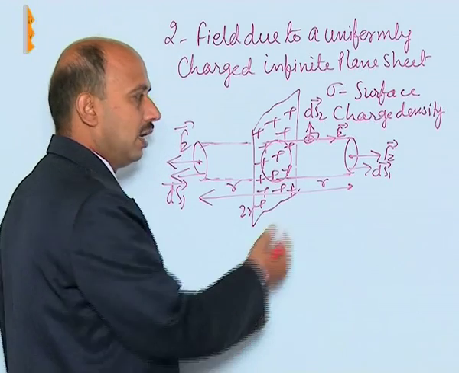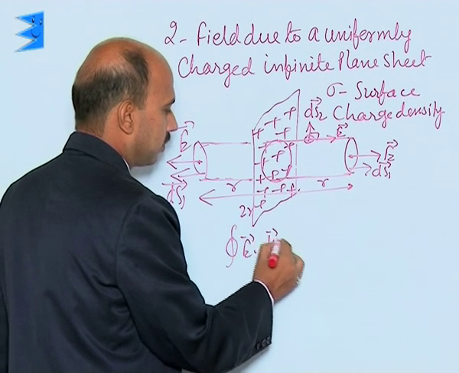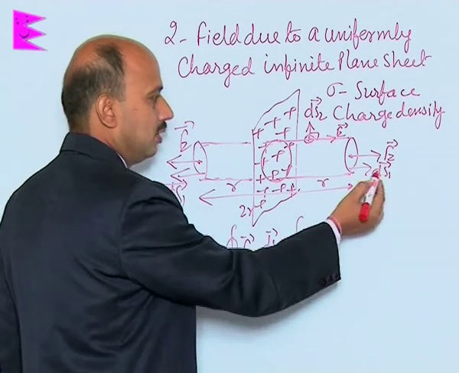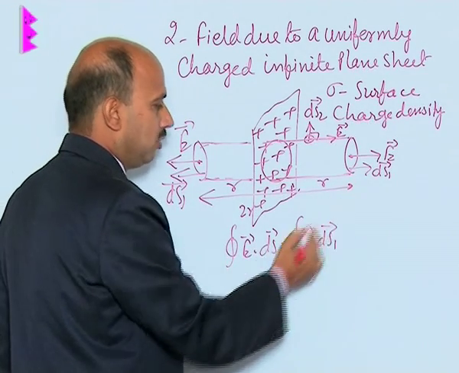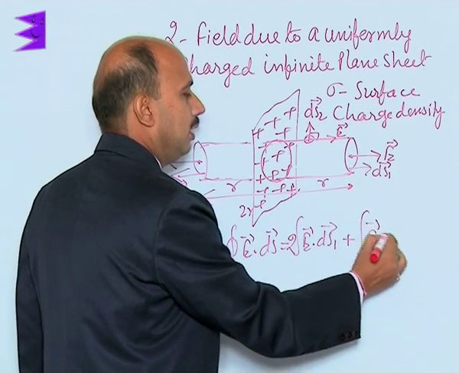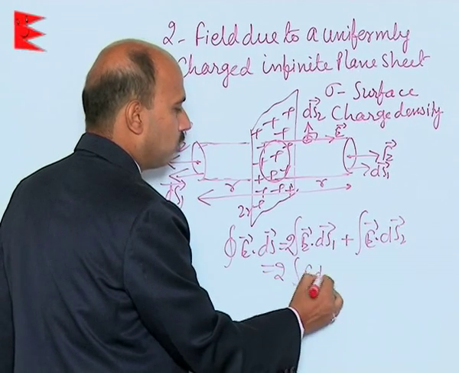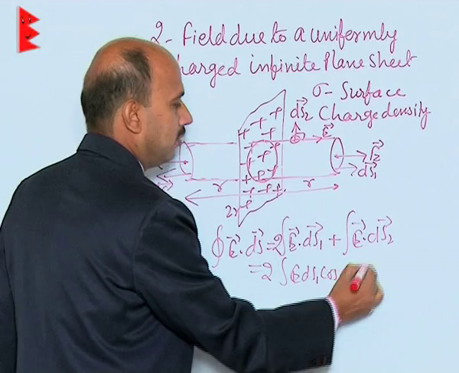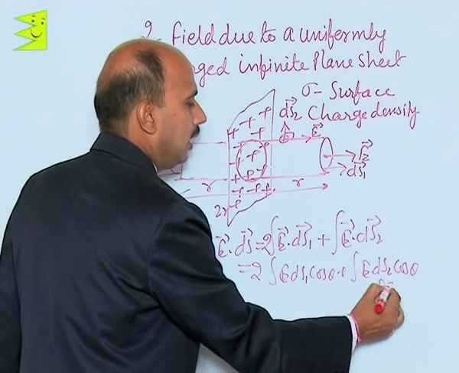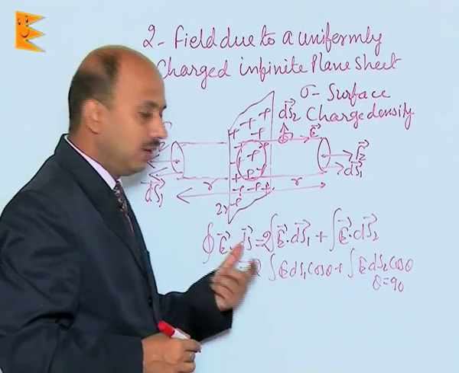Now we can calculate the total flux. Total flux is equal to vector E dot ds1 on this face and this face, both are E dot ds1, so we take it twice, plus vector E dot ds2. We can write twice of E ds1 cos theta plus E ds2 cos theta. Here theta is equal to 90 degrees for the curved surface, so there is no flux through the curved surface of this cylinder.